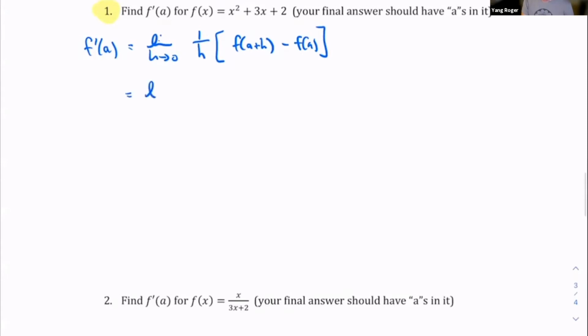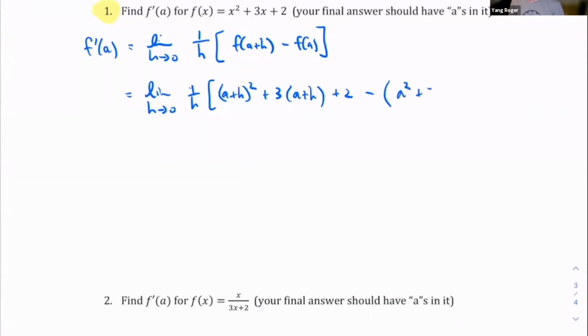So then what do we get here? We're going to substitute. We get the limit as h goes to 0. You got 1 over h here. Everywhere where we see x, we're going to put an a plus h. This is going to be a plus h squared plus 3 times a plus h plus 2 minus, and I'd use parentheses for the second term because the whole second part is negated, a squared plus 3a plus 2. And then why don't we simplify that expression?